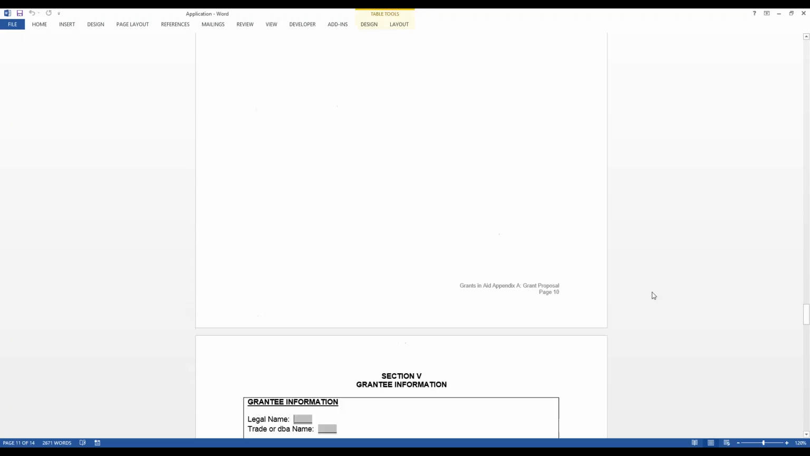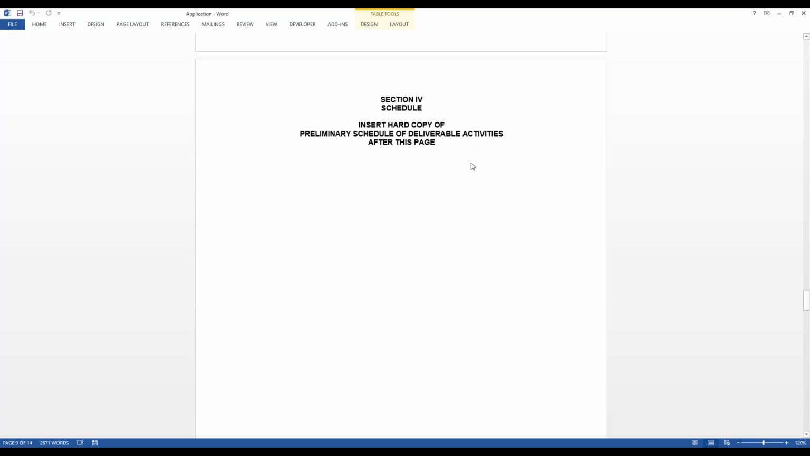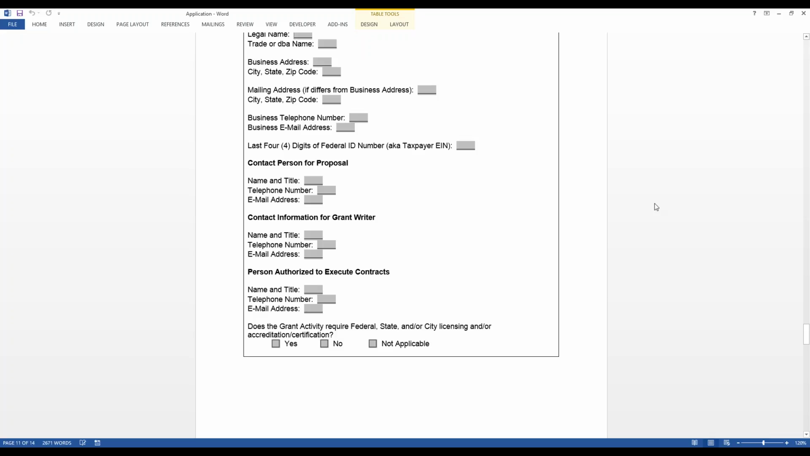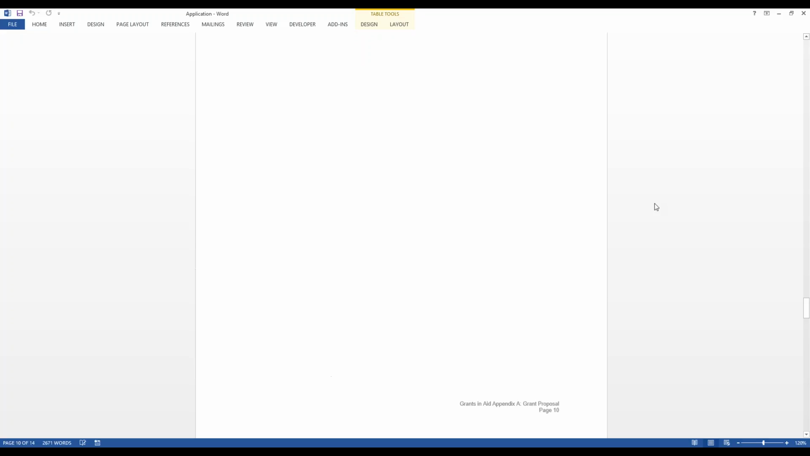Okay, moving on to the next page. One moment, page 9. After this page, you will have to print a hard copy of the schedule, which we just looked at, the Excel file. Print a hard copy and insert it after this page. Moving on to page 10. You will also print the hard copy of the schedule, section 4, and attach it after this page.